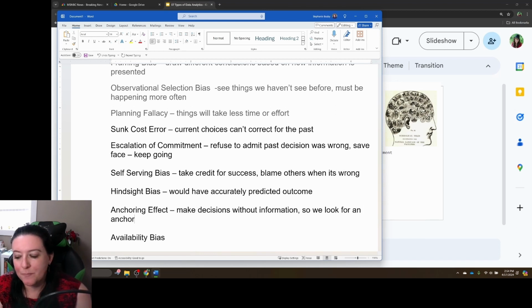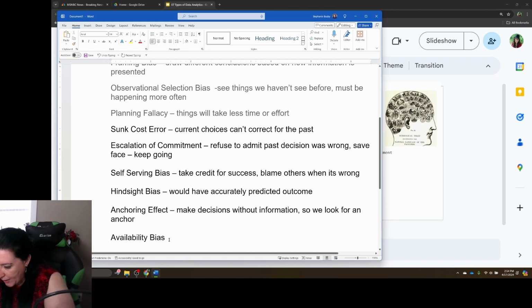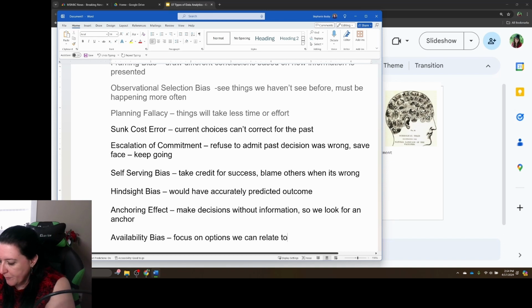The last one, the one I was just trying to give you an example for that I switched gears on, is when we focus on options we can relate to, that we can think of examples of.